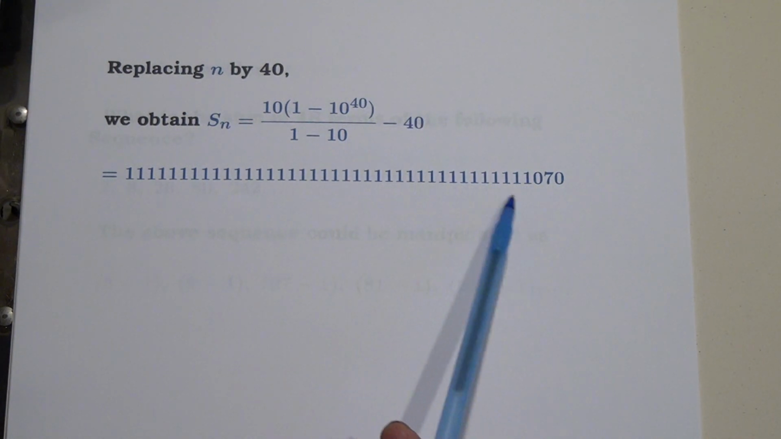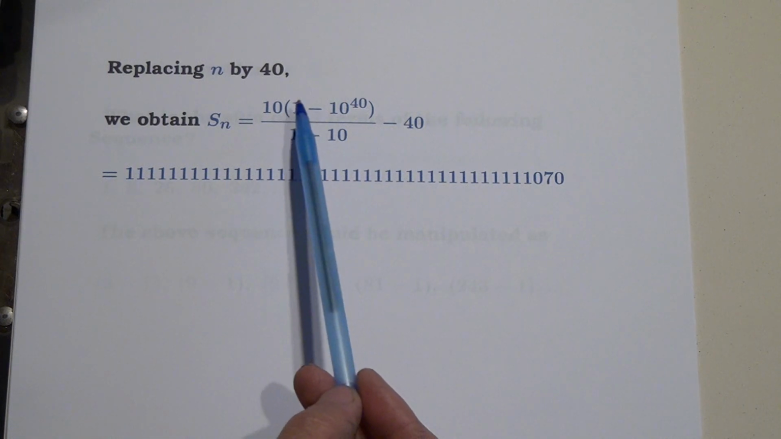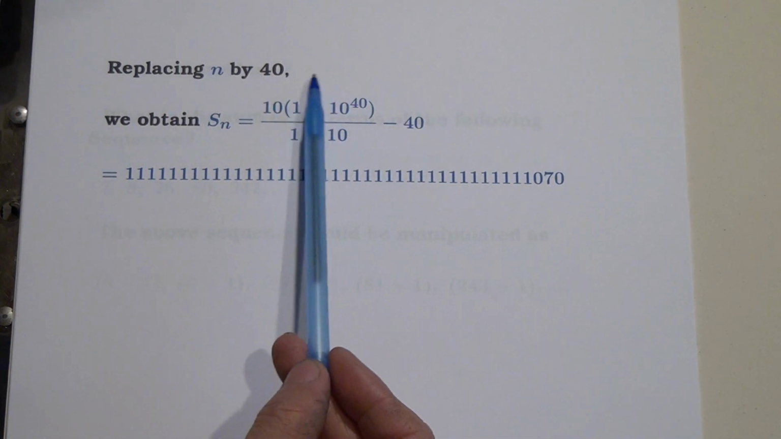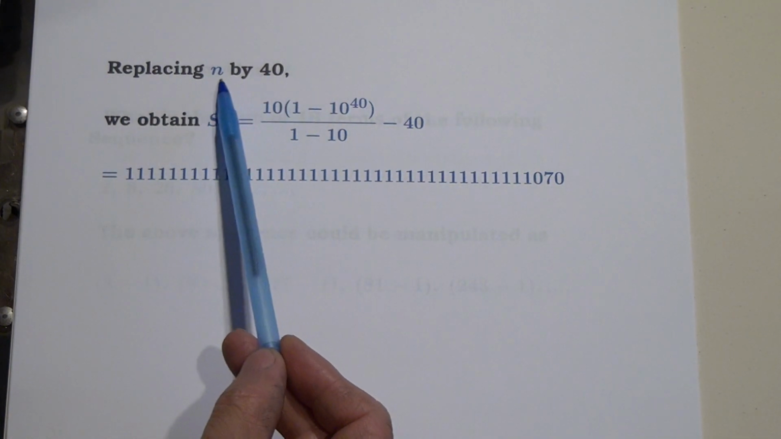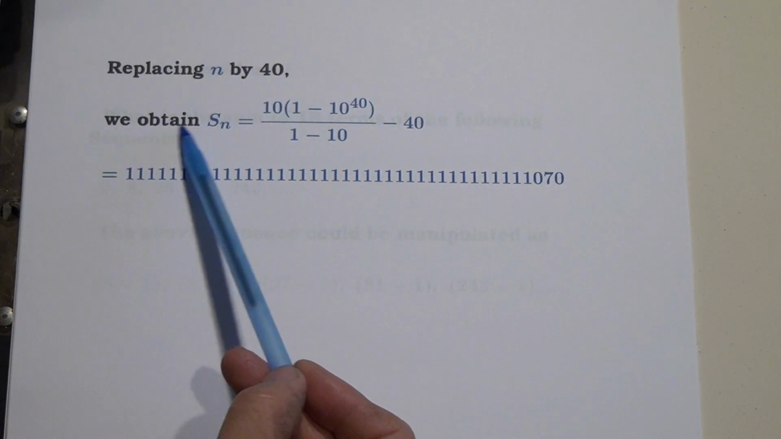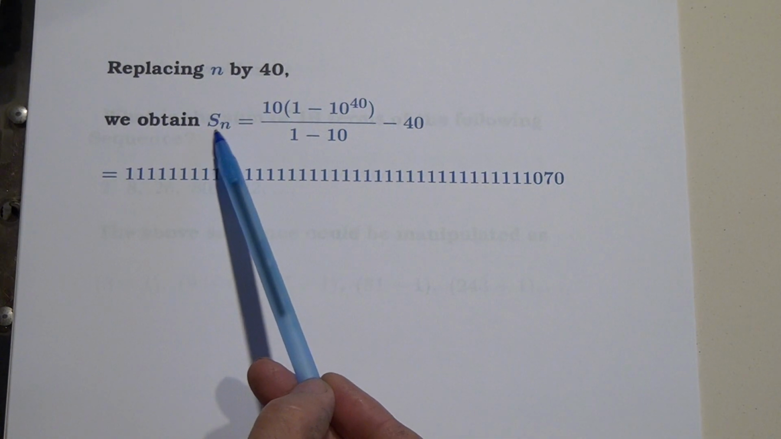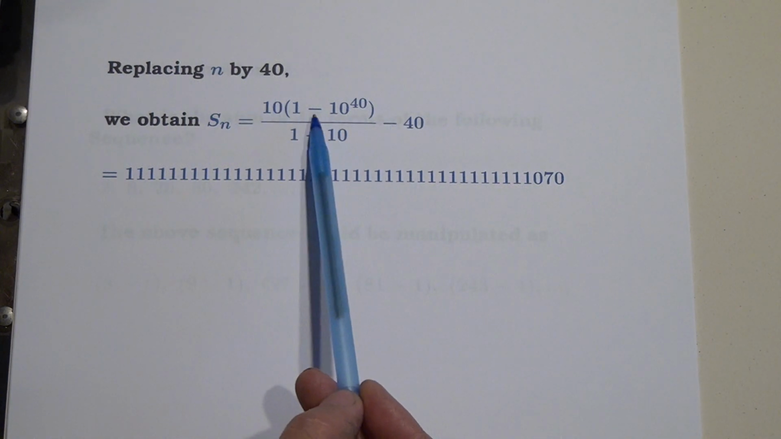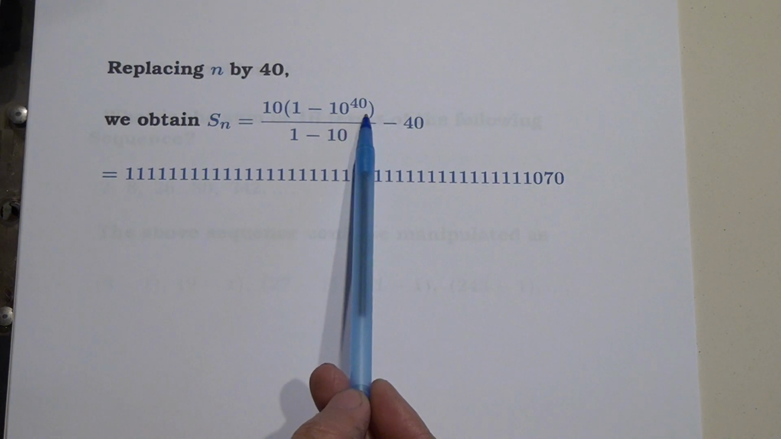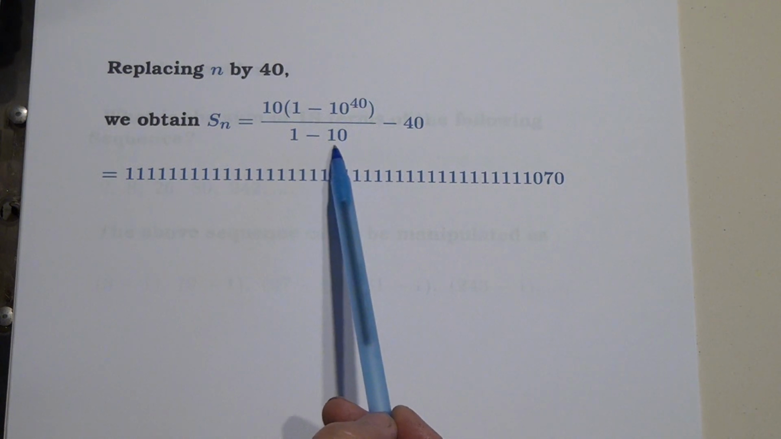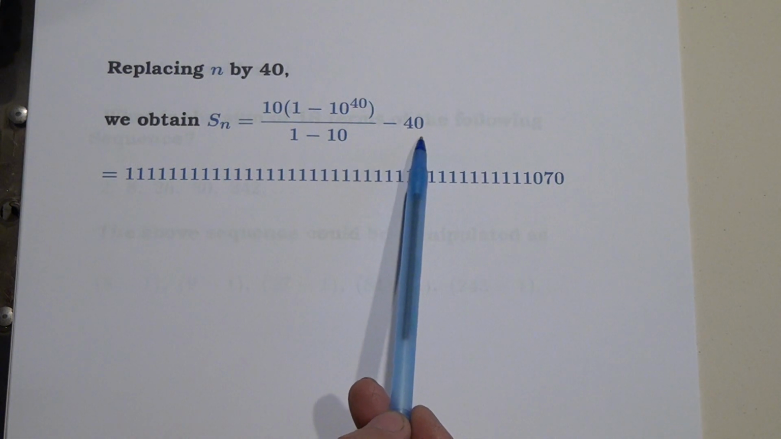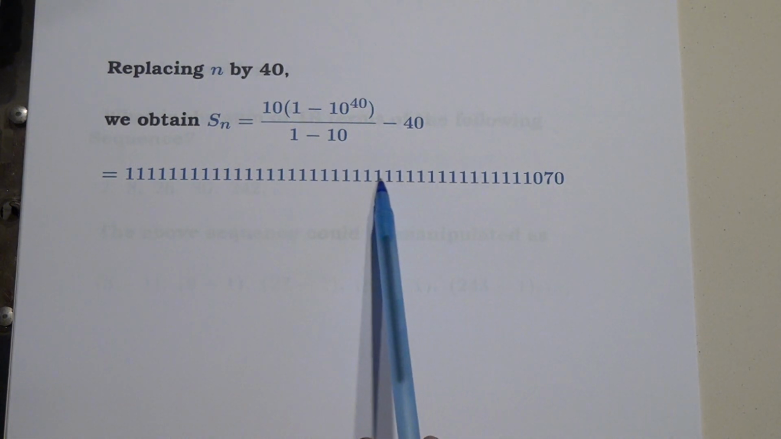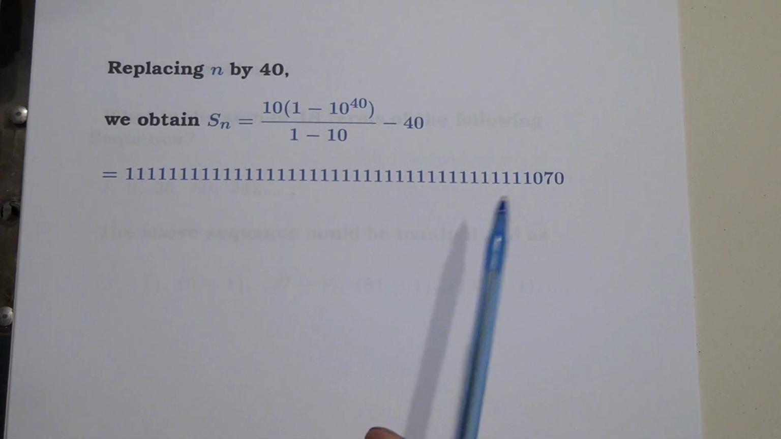Once we have a formula, we just replace n by whatever the question gives. So replacing n by 40, we obtain the sum of n terms of this expression: 10 times (1 minus 10 to the 40) divided by 1 minus 10, minus 40. If you calculate, these values come out.